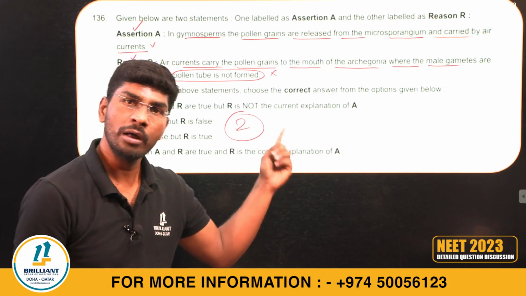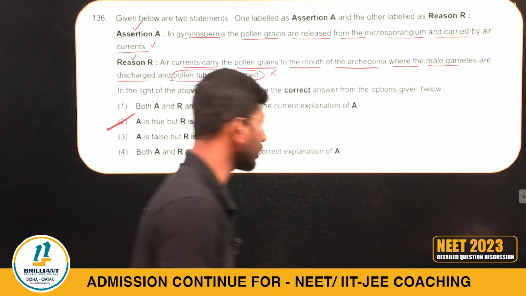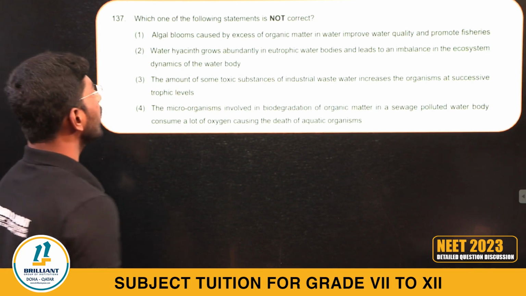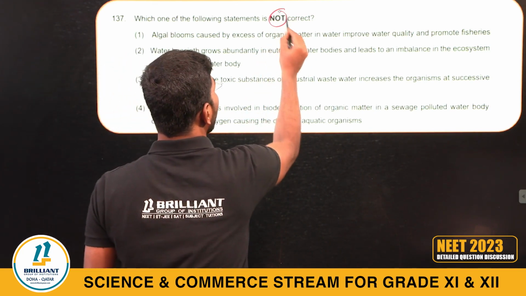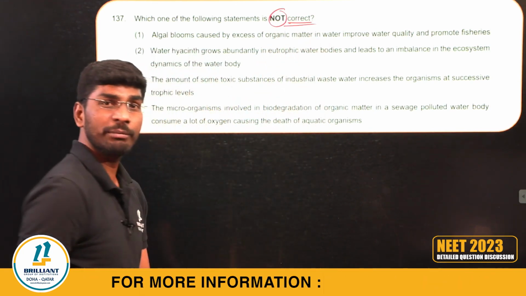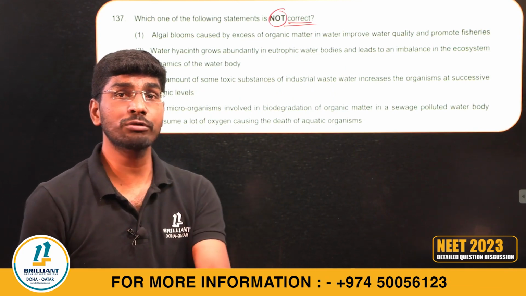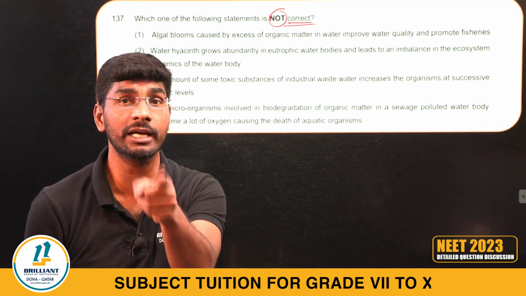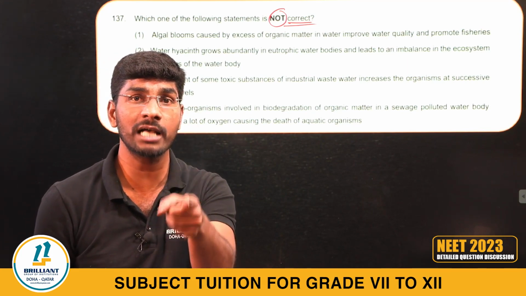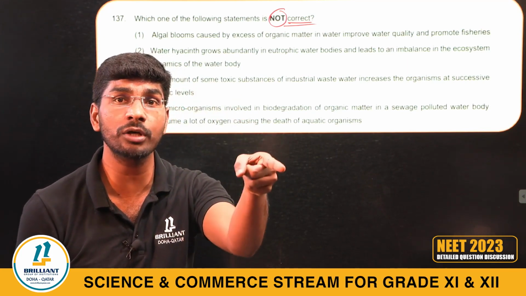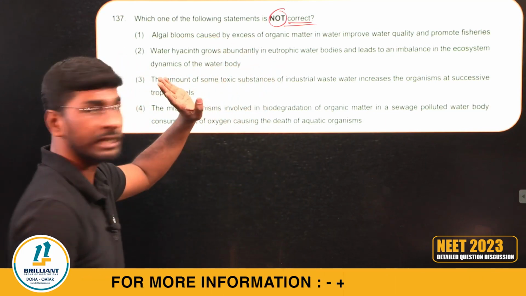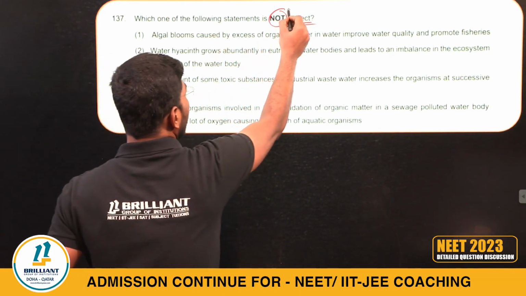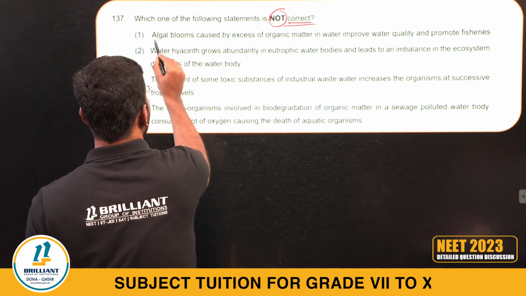Then this is also from the plant kingdom chapter. Next question, 137. Which of the following statements is not correct? They are asking not correct. Do you remember, students, when we were doing the crash course, statement based questions and assertion-reason, I was shouting like anything in the class. Statement based questions and also assertion-reason questions. Look here, statement based question. Algal bloom, they are asking the not correct one, right? Not, that means the incorrect statement.